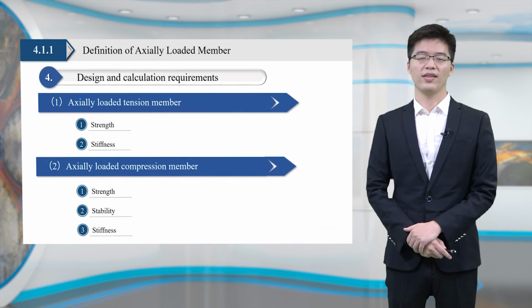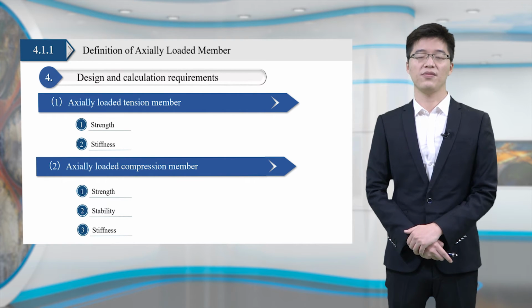In structure design, the requirements for axially loaded tension members and axially loaded compression members are different. For an axially loaded tension member, the strength and stiffness of the member are required to be verified. However, the axially loaded compression member needs the requirements mentioned above. Besides, the stability of the member needs to be verified in the design as well.